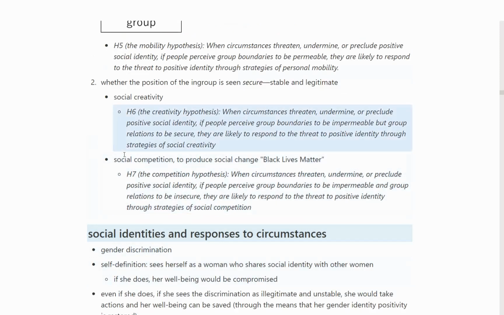the step they would take next would be two. There are two steps or two directions. The first one is social creativity, because they cannot leave a group and maybe their position is legitimate and stable. They try to present positive aspects of their in-group so that they can restore their positive identity. And when the group position is not stable or legitimate, they use the strategy of social competition. So basically, they confront other people so that they can restore their positive identity.